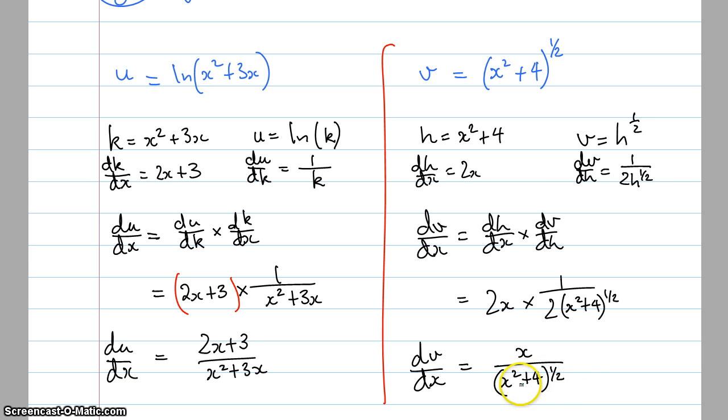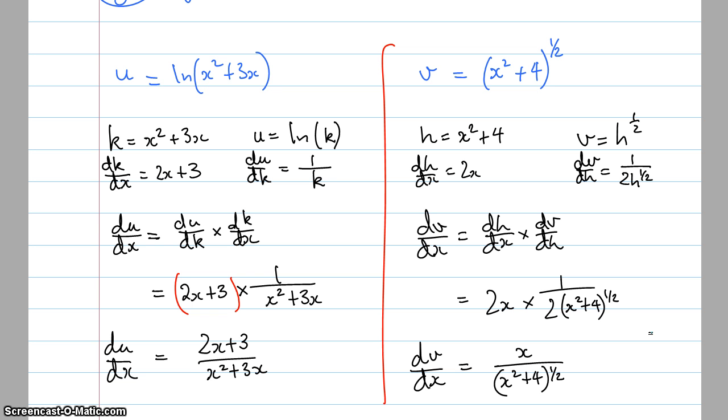Don't do some silly stuff by saying that the bottom ends up being x plus 2. It doesn't ever. You can't just do the square root of x squared and the square root of 4, because it doesn't work like that. The whole thing is to the power of a half.